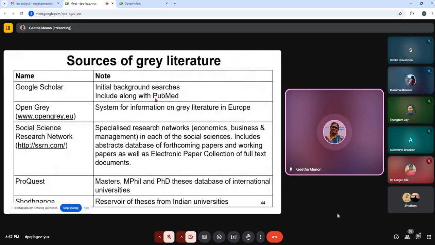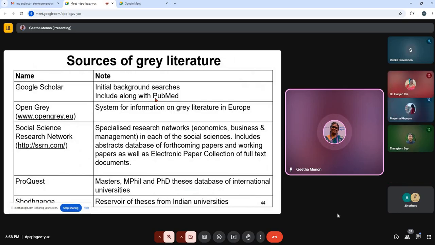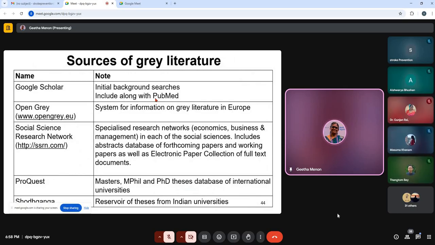Then, as I said, sources of gray literature. Google Scholar sometimes has gray literature. OpenGrey is there for gray literature in Europe. SSRN.com provides you preprints of articles that go out before the article is actually published. Then ProQuest and Shodhganga are available for theses from Indian universities.